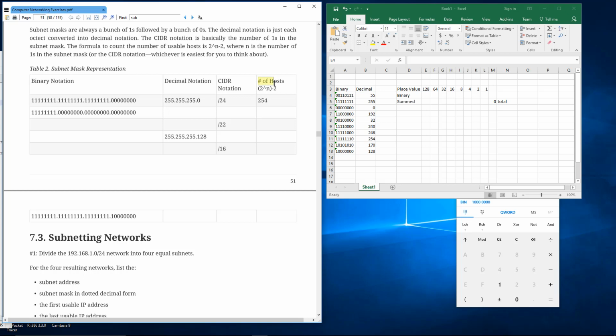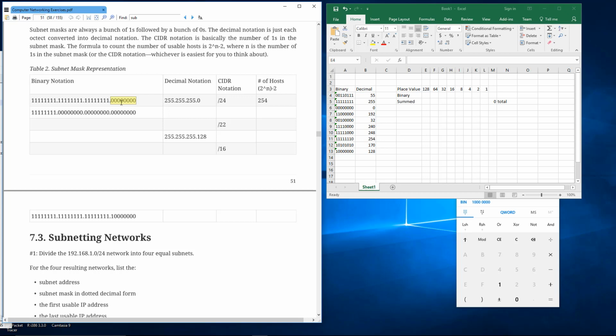Now over here we have something very closely related. It's a little bit beyond just subnet mask notation, but this asks us what the number of hosts is for this network. Now there's a formula here, 2 to the n minus 2. Now what is that n? That's the tricky part. You can think about it in a couple of ways. Maybe the easiest way to think about it is the number of zeros in our subnet mask.